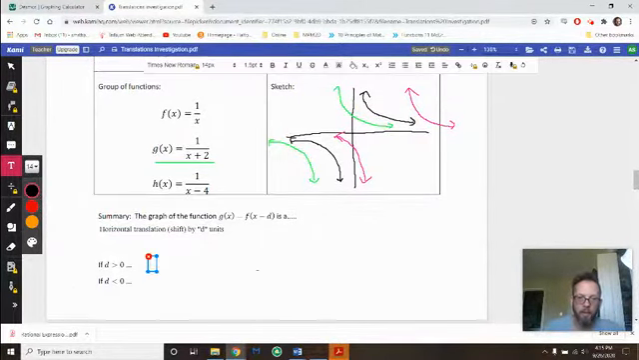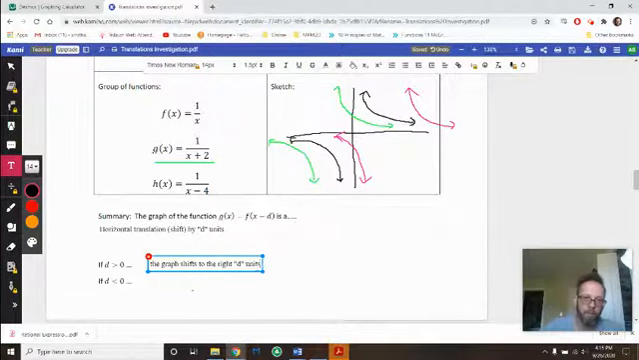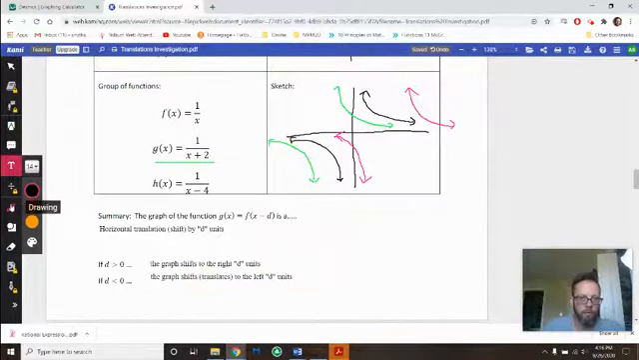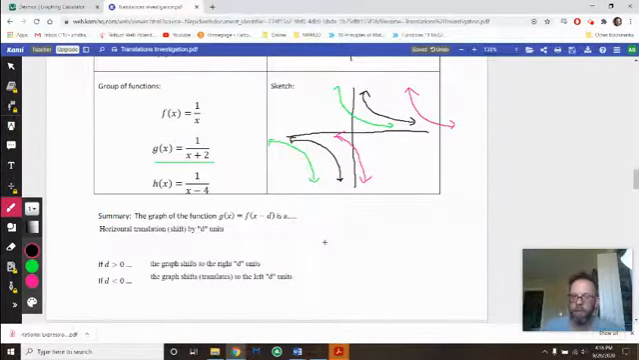And hopefully what you notice is, if d is greater than 0, so if you are subtracting a positive, the graph shifts to the right d units. And if d is less than 0, the graph translates to the left, d units. So just to help that sink in, think for a second, and you can just scribble this in the margin here. So here's an example.